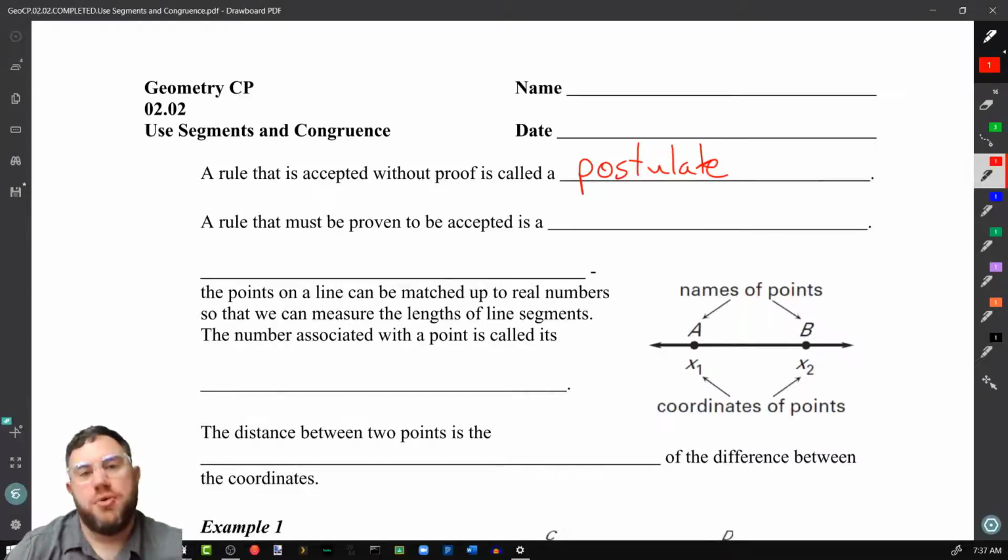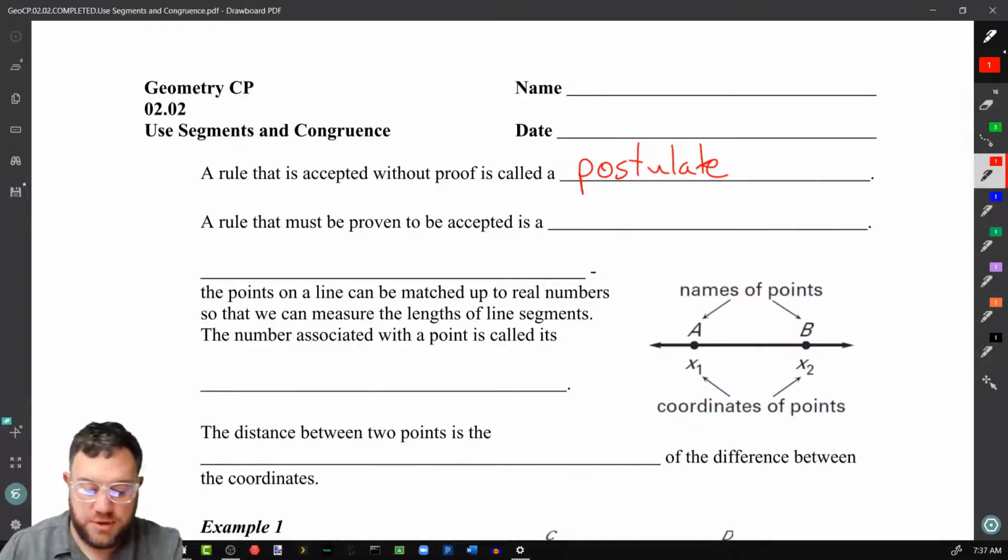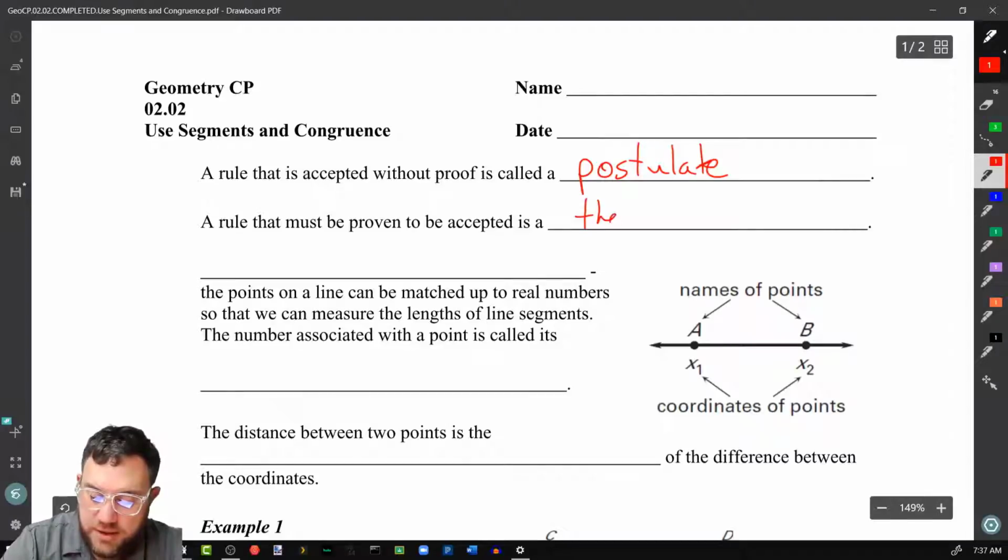So if we don't have to prove it, it's a postulate. That just means basically every time in all of history that someone has tried this out, it's worked. There's never been a way to make it so it doesn't work. A rule that must be proven is called a theorem.